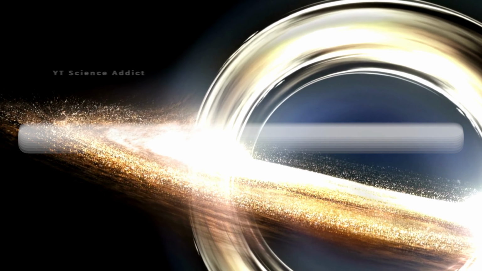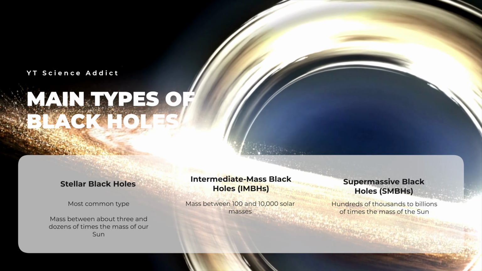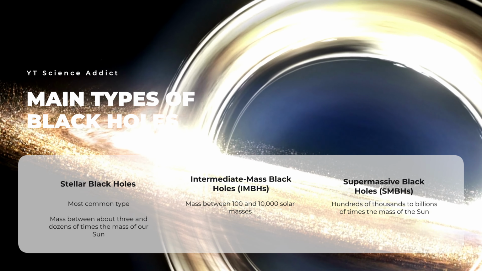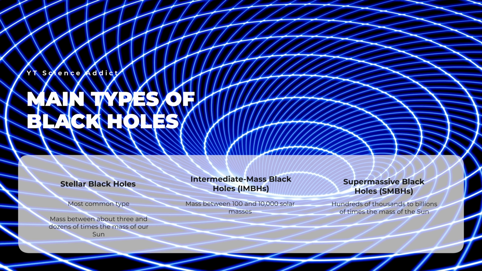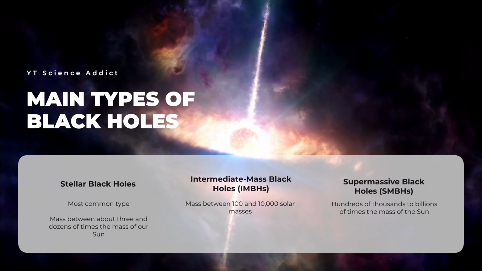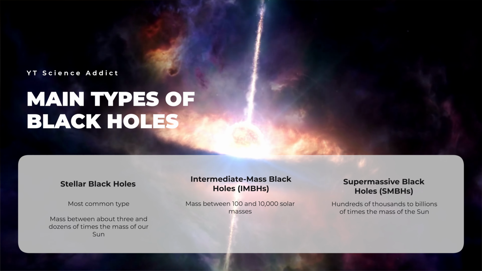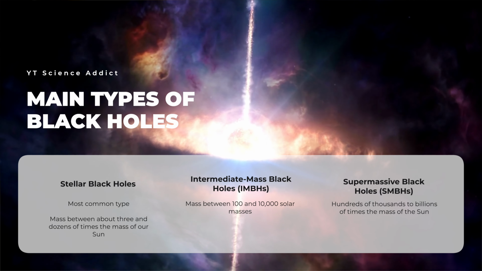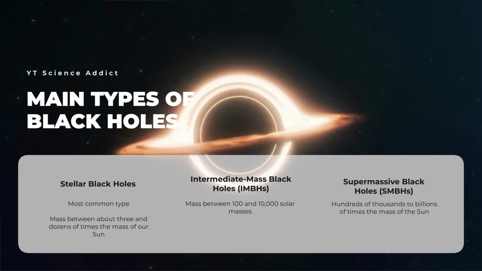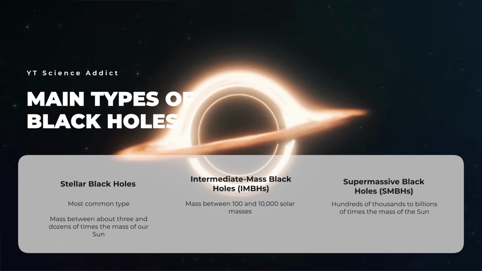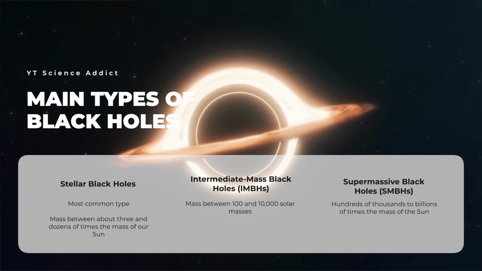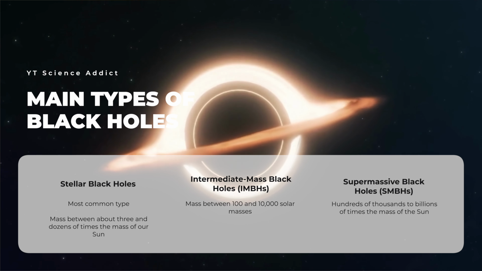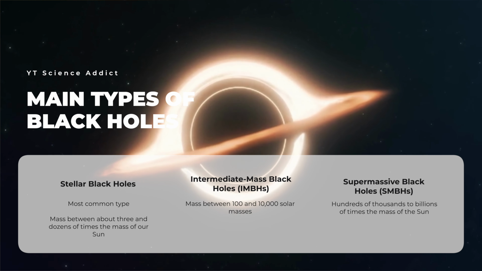There are 3 main types of black holes, classified by their mass: stellar black holes, intermediate mass black holes, and supermassive black holes. Stellar black holes. These are the most common type of black holes, formed by the collapse of individual stars. They typically have masses between about 3 and dozens of times the mass of our Sun. Stellar black holes are spread throughout galaxies, including the Milky Way.